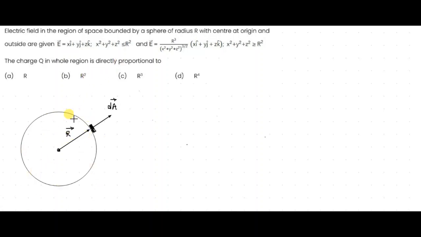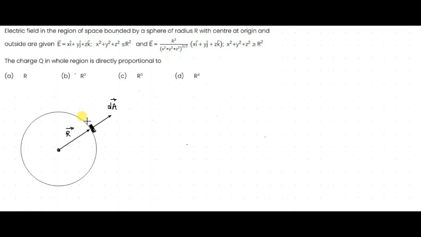When we calculate the charge q in the whole region, we will be able to say what the charge is directly proportional to. And this sphere has its center at the origin; the center and the origin overlap. So this is the radius vector, and I'm picking a small area vector, dA vector. Why I'm picking that area vector, you'll come to know very soon. But this is the question.